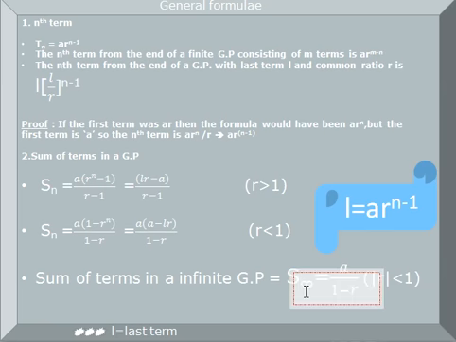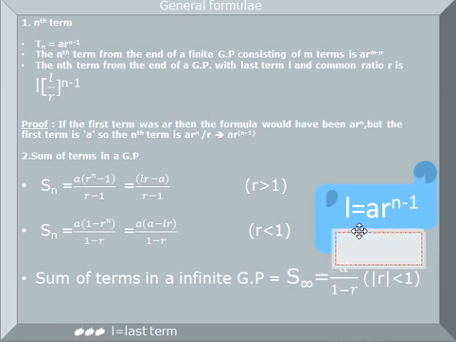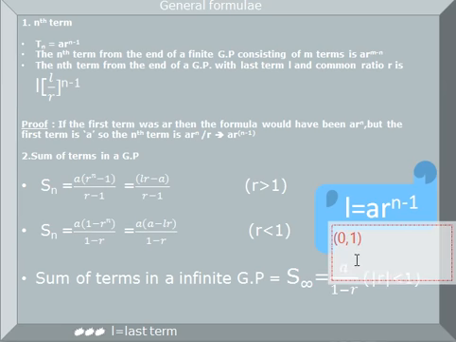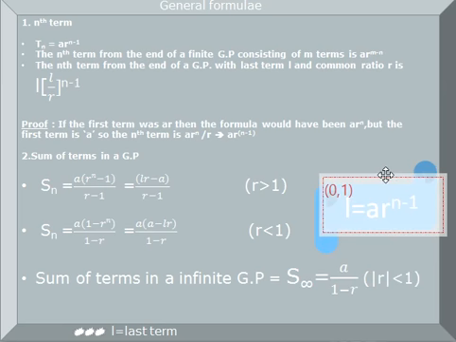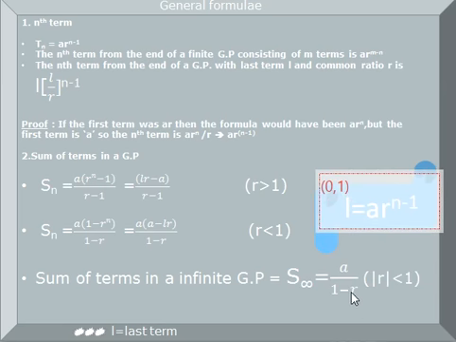Next, the value of r should be from 0 to 1. See, I am using open brackets here, because 0 and 1 are not included, so r cannot be 0 and it cannot be 1. It can be 0, but you won't get a GP. You will just get the sum of the infinite terms as a. Let me show you how. If the value of r is 0, then this will be a by 1, which is a, because all the terms will be 0 except the first term, which is a.